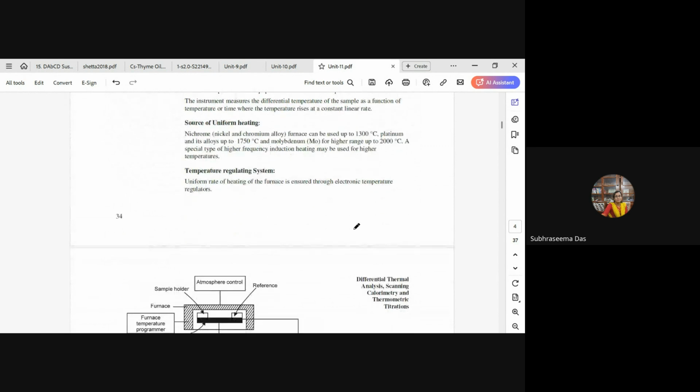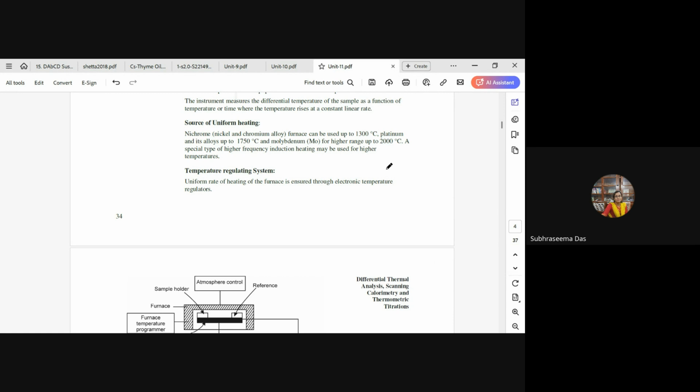So coming to the heating source. In DTA, nichrome, that is an alloy of nickel and chromium, furnaces are used because they can sustain temperatures up to 1300 degrees centigrade. Platinum and its alloys are used for higher temperatures, and molybdenum for temperatures ranging above 2000 degrees centigrade. Depending on our use, we can design the source of heating.